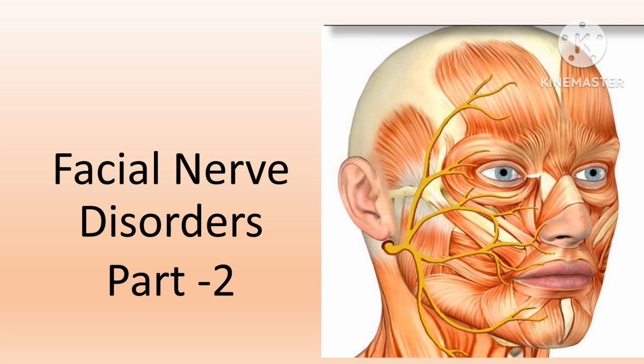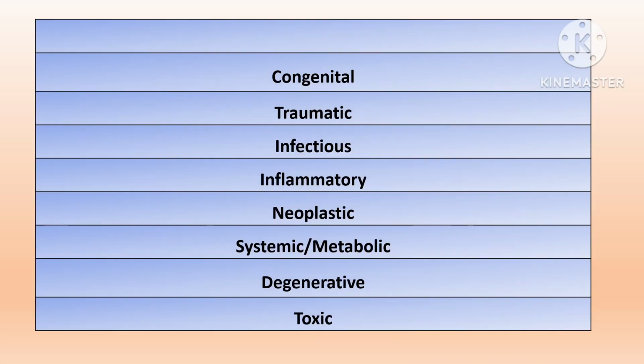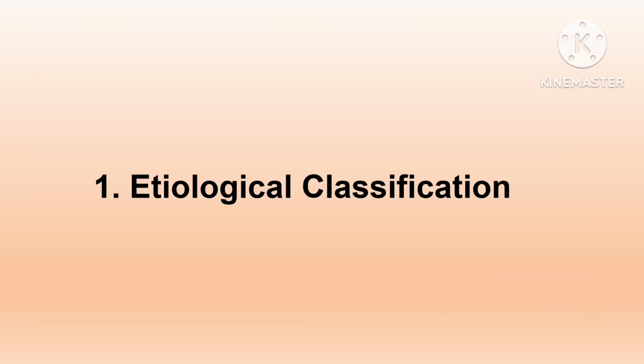The facial nerve, also known as cranial nerve 7, controls facial expressions, taste and secretions like tears and saliva. So disorders affecting this nerve can be categorized in multiple ways. Let's simplify these categories step by step. Let's start with the etiological classification of facial nerve disorders.